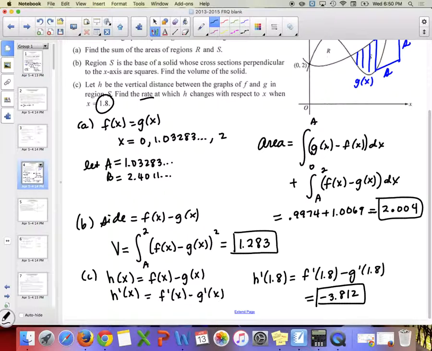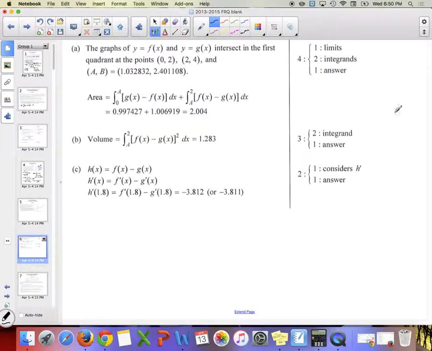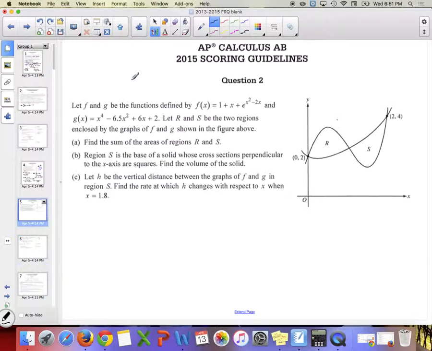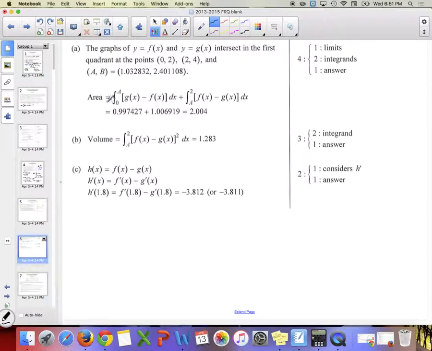Okay, so the last thing we'll look at is the scoring for question number 1. So the scoring, it says the graphs of f and g intersect in the first quadrant at the points 0, 2, 2, 4, and also a, comma, b. All right, did we actually need to list the points? We did not. Okay, so the area ends up being, so you get 1 point for your limits, 0 to a and a to 2. You get 2 points for the integrands, which are g of x minus f of x and f of x minus g of x. And you get 1 point for your answer, which is 2.004.